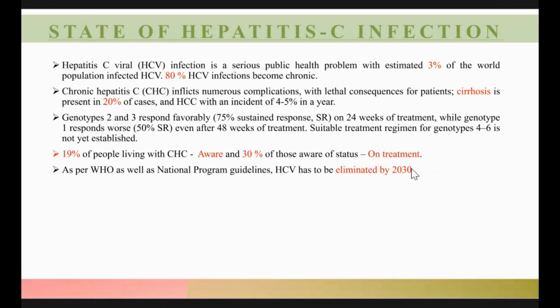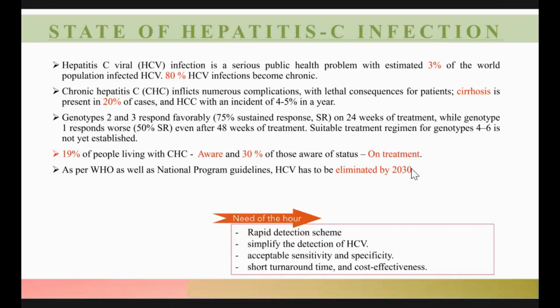So it actually emphasizes the matter of concern here. But the good news is that WHO as well as national program guidelines has decided to eliminate HCV from the world by 2030. So what's the need of the hour? It's to start early mass detection. So that way a rapid detection scheme needs to be developed that can actually offer acceptable sensitivity as well as accuracy, still maintaining the simplicity of the mechanism and also a low cost associated with it.